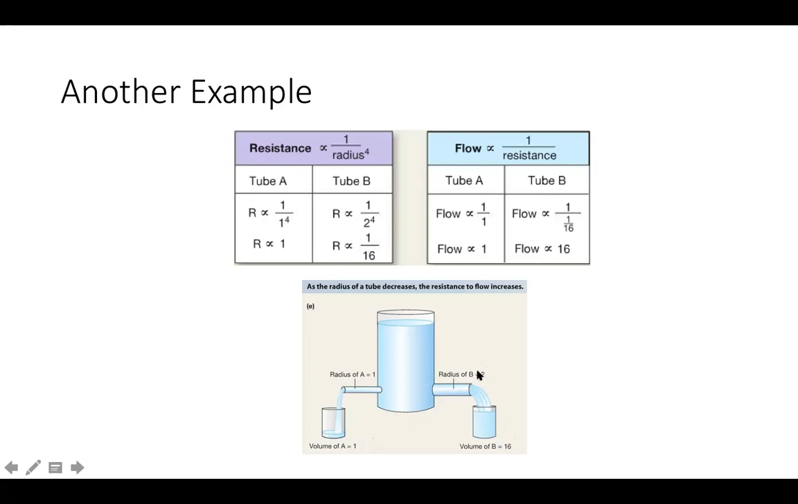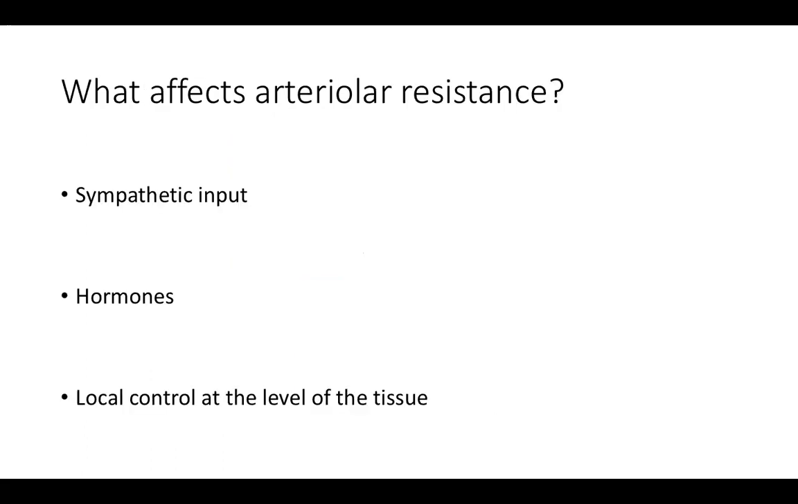So simply doubling the radius will have a huge change in the amount of flow that can go through that system. And so what really affects the radius of the arterioles? There's a few things. Sympathetic input changes the radius of the arterioles. Local hormones will also affect the radius of the arterioles. And things that are released at what they refer to as local control at the level of the tissue.